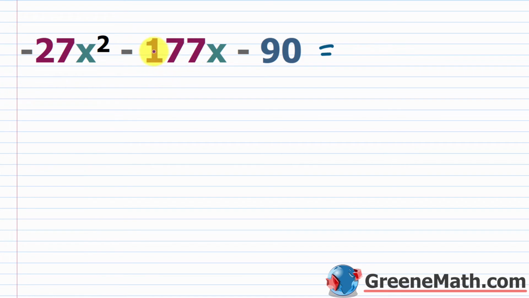You sum the digits, so 1 plus 7 is 8, 8 plus 7 is 15. If that number, which in this case is 15, is divisible by 3, then the original number is as well. 15 divided by 3 is 5, so 177 will be divisible by 3. Okay, so I know I can pull a 3 out, so let me pull out a negative 3. And inside, everything's going to be positive. I would have 9x squared plus, this would actually be 59x, and then plus 30.